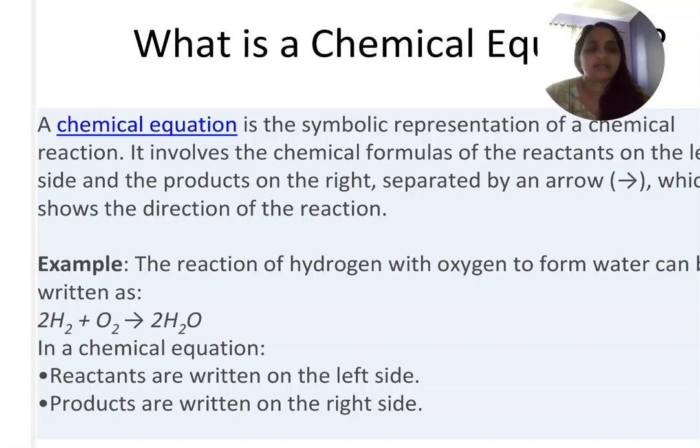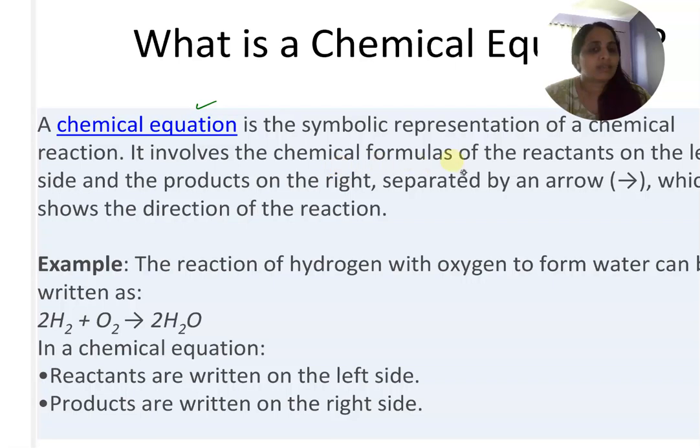So now we discussed chemical reactions. We can't always give a proper explanation for a chemical reaction. So in chemistry, we use symbolic representation to represent a chemical reaction. To represent a chemical reaction easily, we can use a chemical equation. That is what is given here. It is a symbolic representation of a chemical reaction.